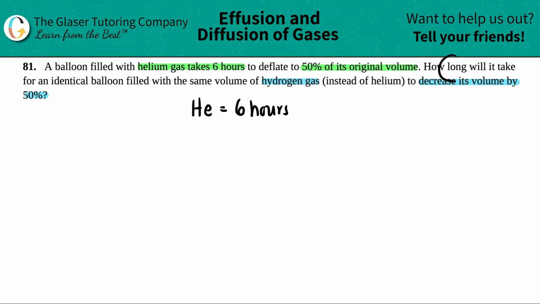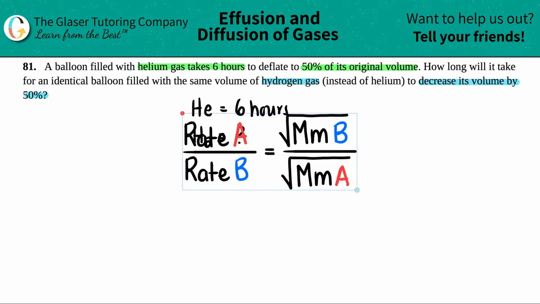So helium basically takes 6 hours to deflate to 50% of its original volume. Now they're asking for how long, so what time will it take for hydrogen gas to basically decrease by the same percentage, 50%. Now remember, hydrogen is one of your diatomics. So when I talk about hydrogen, I'm not just going to write H, but I have to write H2. And in this case, we're solving for how long it's going to take hydrogen to come down to 50% of the original volume.